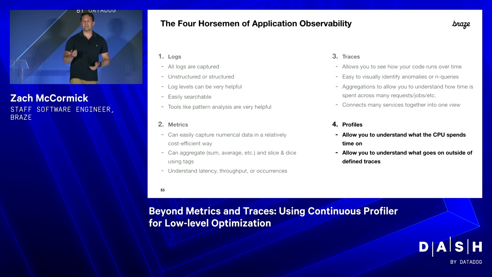And so it's very easy to forget there's stuff that happens outside of those requests, or outside of that job processing loop, that you may not be aware of, such as garbage collection. It allows you to understand what goes on outside of those defined traces.